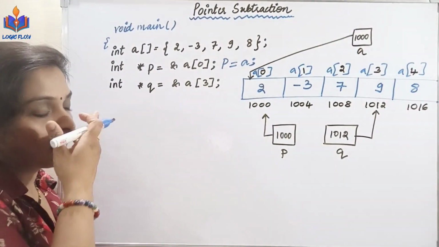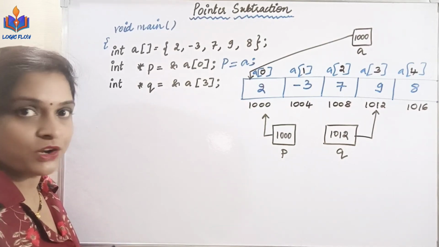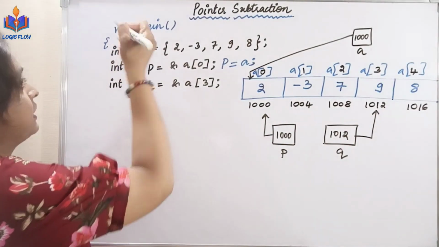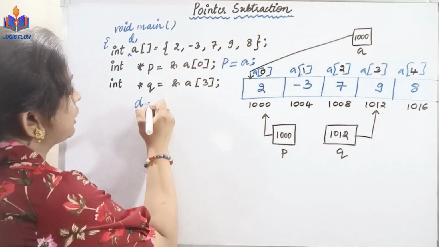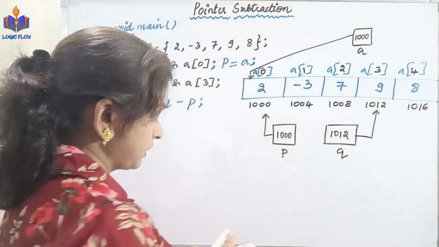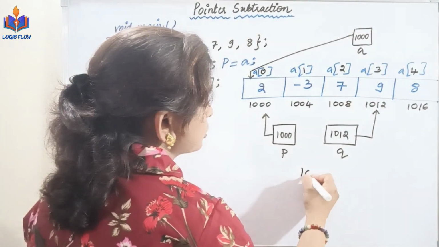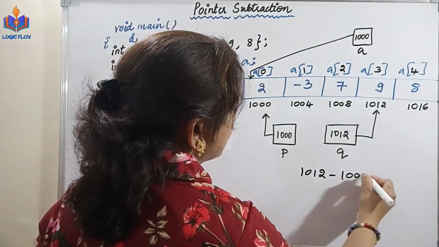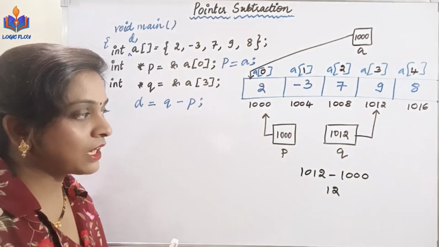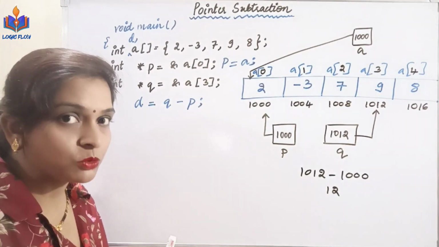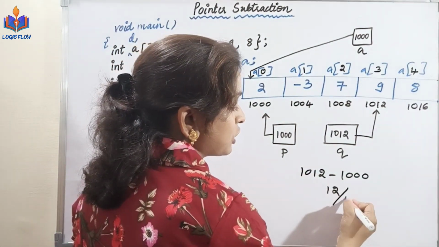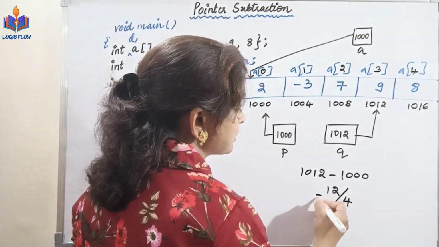So now what I'll do, as I said, we can subtract two pointers, but the result will be an integer. So let me have one more variable here, D. Then I'll say D equal to Q minus P. So what is Q? It is 1012. 1012 minus 1000, so the answer is 12. But what is this 12? There is no sense here, right? What can I do with this 12? We have to divide this by the size of the data type. The data type is integer, so 12 divided by 4, the value is 3.